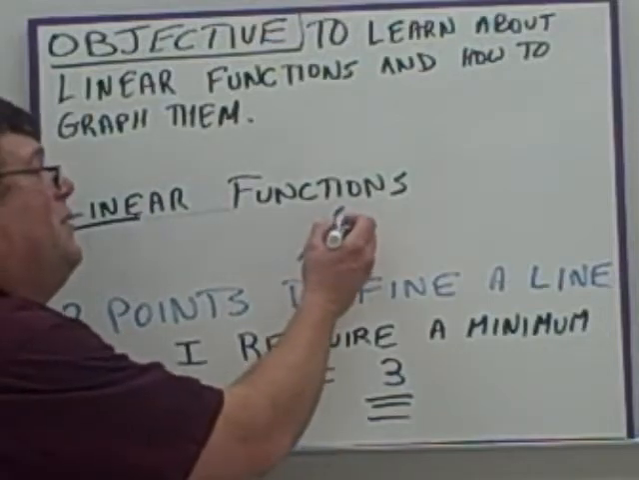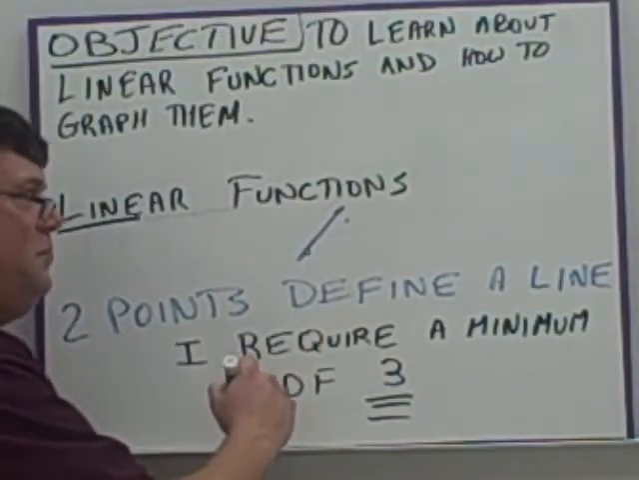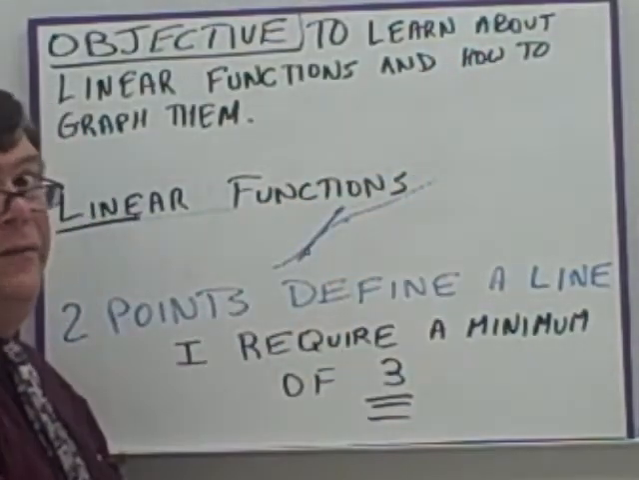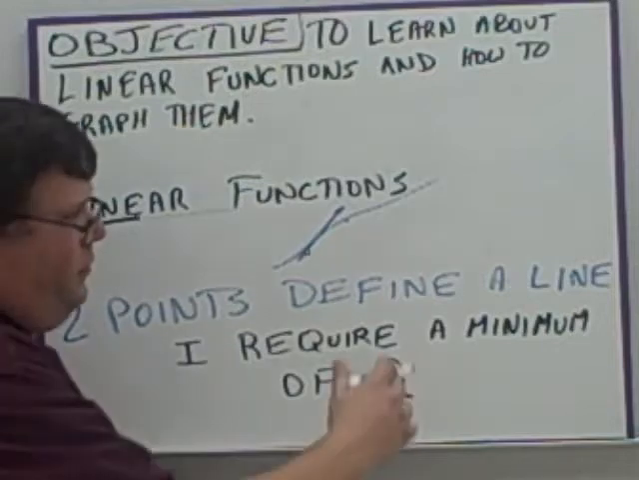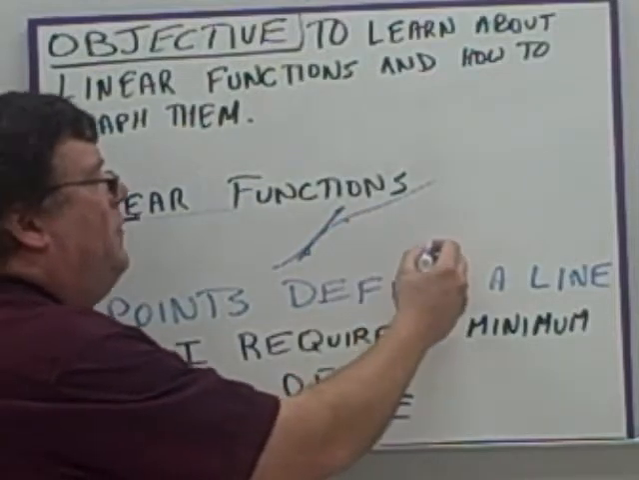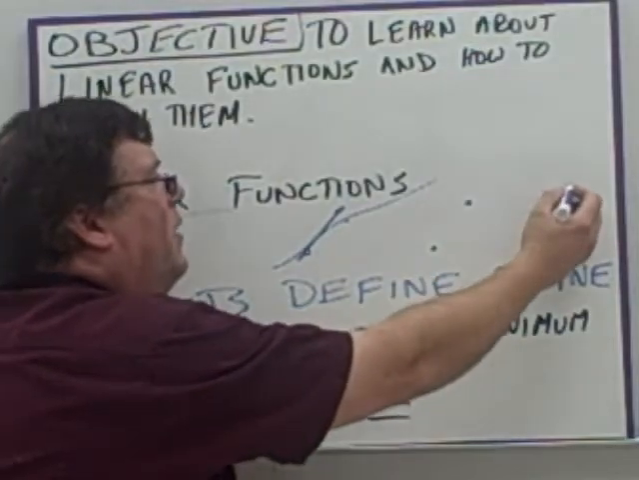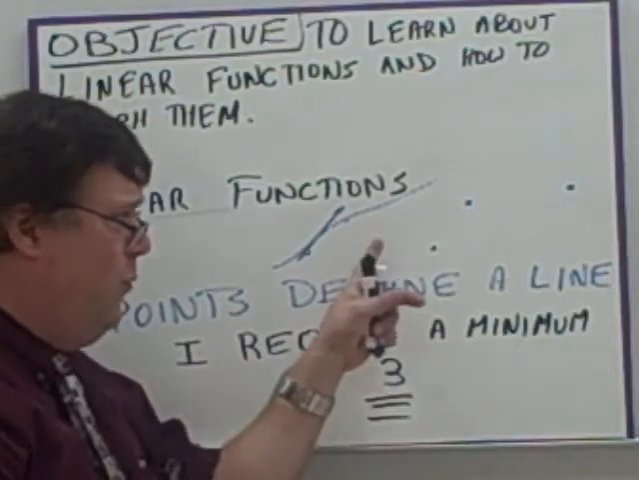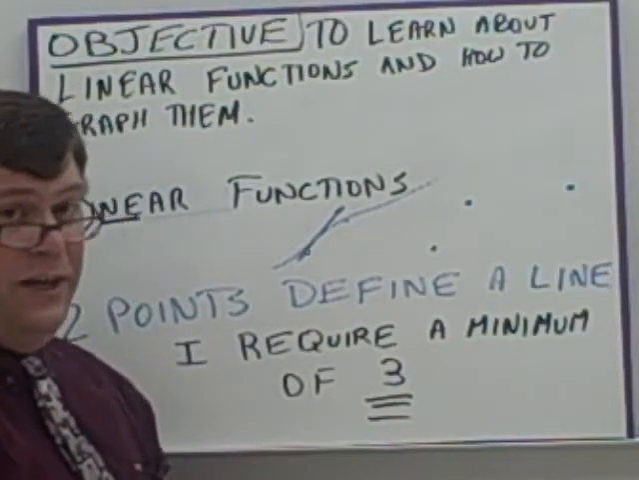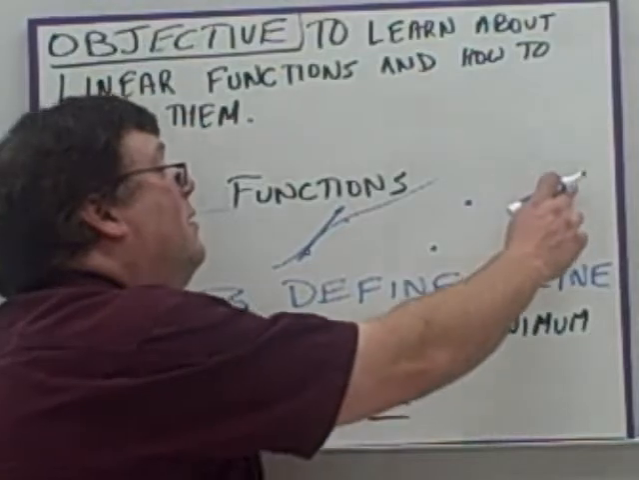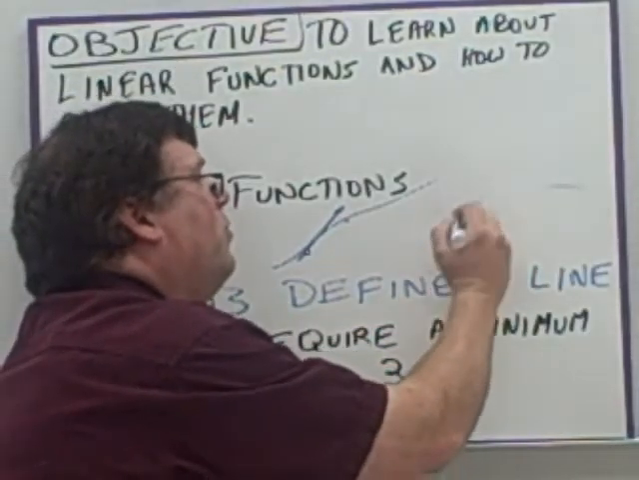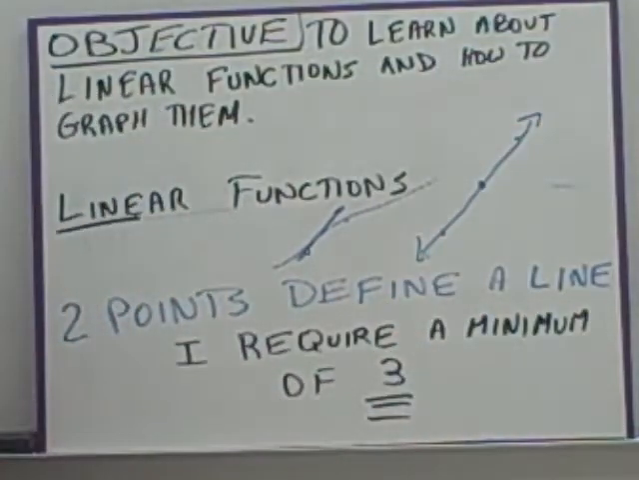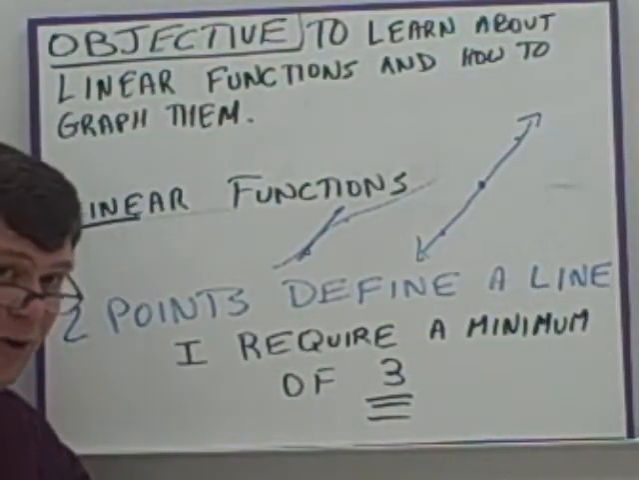Because if you made a slight mistake on this one, your line would go like this, and the values out here would be really, really wrong. So in order to prevent that, if you do 3 points and you find that 1 point goes like this, that should tell you something's wrong with one of your 3 points, and you may need to check your work. So we're looking for ones that should form a nice straight line with those 3 points. That's why I require 3 minimum.